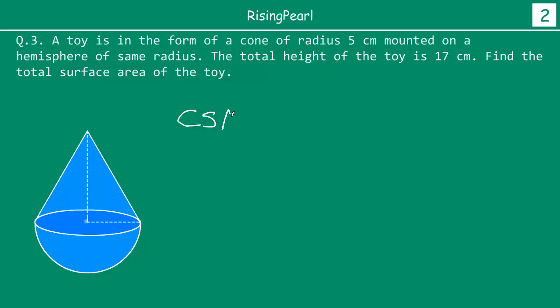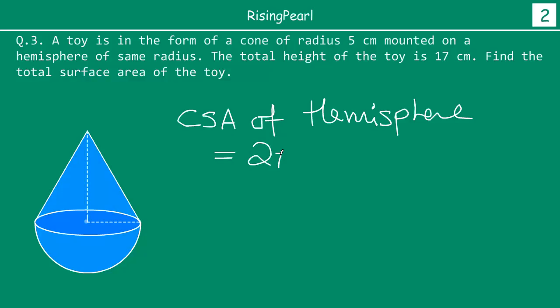Now the curved surface area of the hemisphere. We know that formula, that is equal to 2 pi r square. The L was here, this is the slant height, and this was h, height of the cone, and this was r, so this was a right triangle. Applying Pythagoras theorem, we had L square equals h square plus r square. That is how we got L equals 13. Just wanted to make it clear over here.